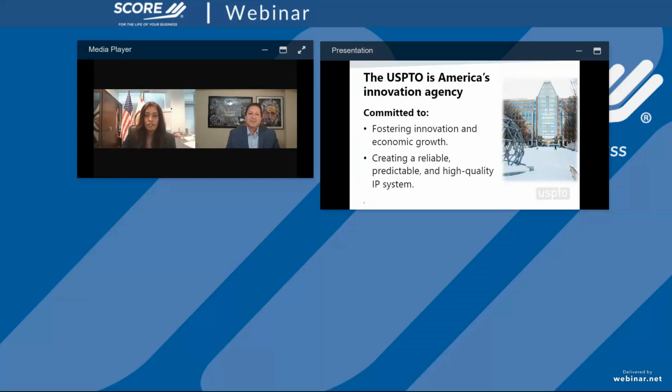So moving on, what is the USPTO's role in intellectual property? We are America's innovation agency, and we're committed to fostering innovation and economic growth and creating a reliable, predictable, and high quality IP system. It's the United States Patent and Trademark Office. So if you want to get a patent or a trademark, this is where you come in the US.